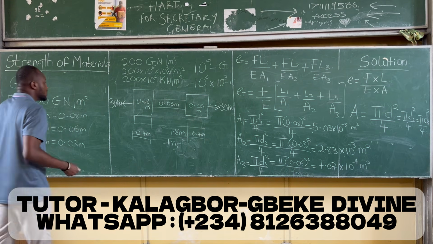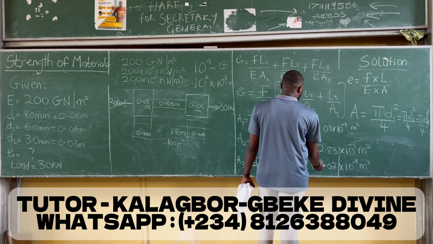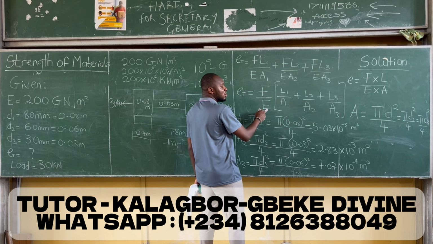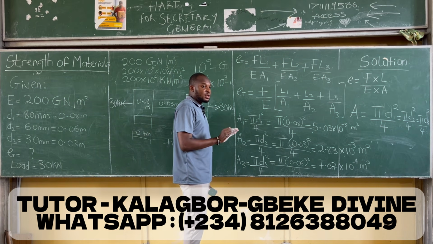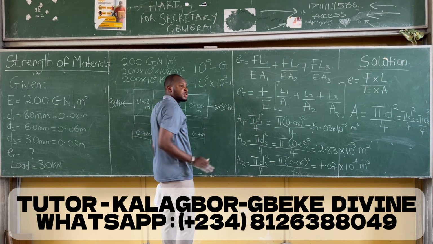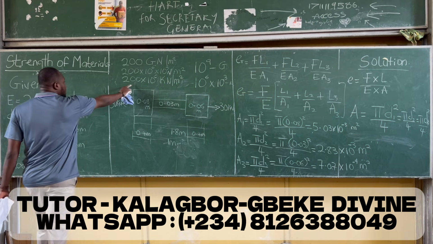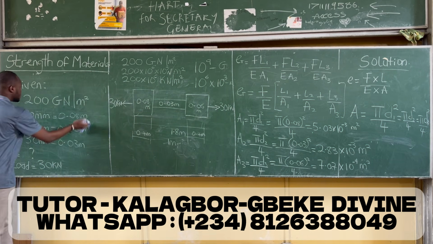Alright, let's proceed. So now, we've gotten our A1, A2, and A3. So we can substitute it here, right? We also have our force, we have our young modulus, and we have L1, L2, L3. So we have gotten everything we need, right? So it's just to substitute and get our final answer, which is the total elongation, right? So let's do that. I can clean these values now. Please take note. This is our new young modulus. We converted it to kilonewton.